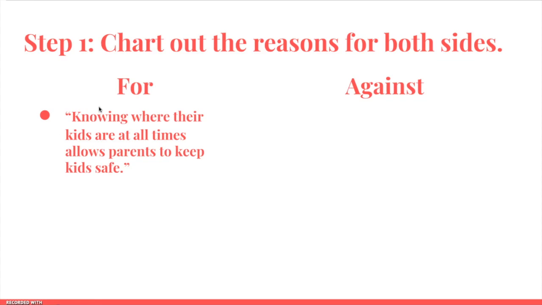For example, I found this quote from an article I read that encourages parents to track their children. It says, "Knowing where their kids are at all times allows parents to keep kids safe." I would put it under the for section of my chart. Do the same thing for the against section. I would try to have at least 7 to 8 reasons total that really stuck out to you as you were reading these articles. It is completely okay for one side to have more quotes than another.